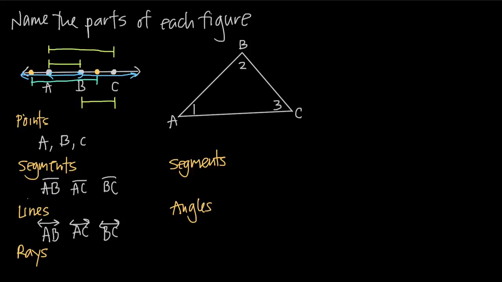Now a ray is something that's different than a segment and a line because remember a segment has 2 endpoints, one on each side. A line extends infinitely in both directions. It doesn't have an endpoint on either side. A ray has 1 endpoint on one side and extends infinitely in the other direction on the other side. And for that reason, because it has an endpoint on one side and extends infinitely in one direction, rays have directionality unlike lines and segments.